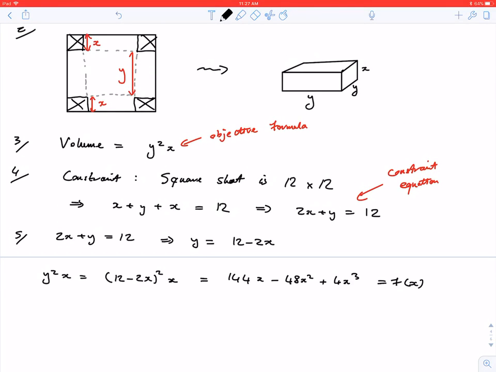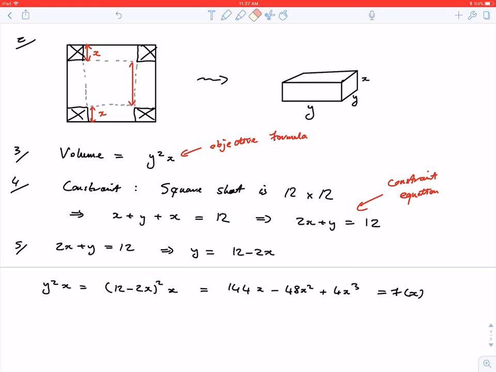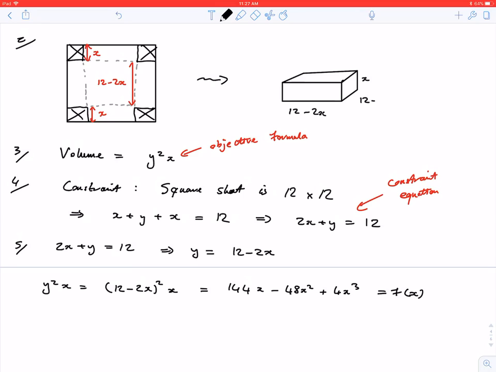Some of you may be looking at this and saying, do I really need to go through this procedure with two variables? When you did the original picture, you might have immediately observed that this length is 12 minus 2x. So I don't really need two variables. I could have removed this and labeled 12 minus 2x here and 12 minus 2x here. Then, when you write down the volume, the objective, you'd immediately skip to this stage. That's a perfectly valid way to do this.